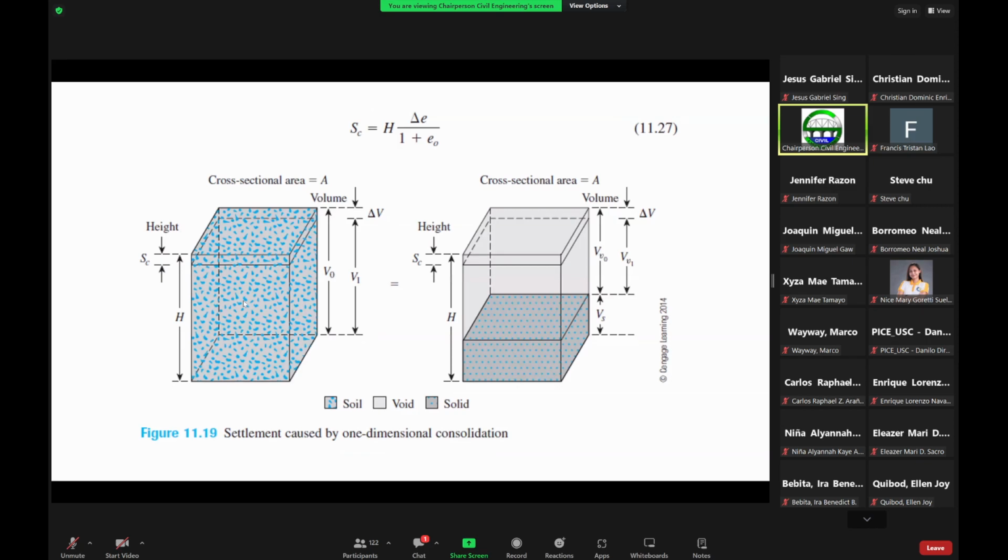So you now have here the soil element with a height H and a cross-sectional area A. I hope you're seeing my cursor. So this one here is the soil. Now this part here is the void, and this colored dotted area here is the solid phase. This is the solid particles. This is now the voids.